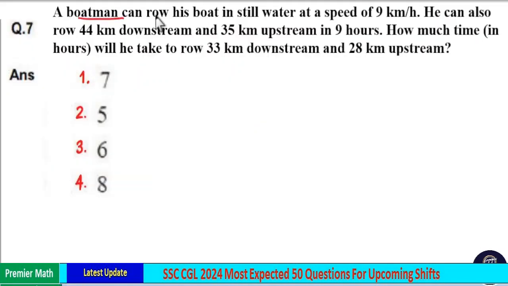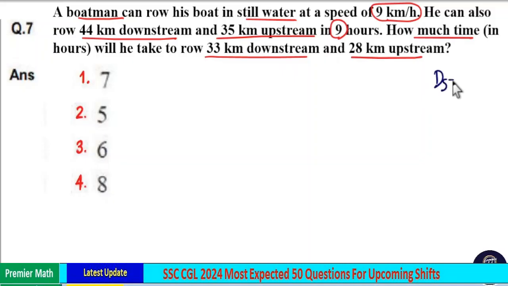A boatman can row his boat in still water at a speed of 9 km per hour. He can also row 44 km downstream and 35 km upstream in 9 hours. How much time in hours will he take to row 33 km downstream and 28 km upstream? Here, downstream speed is equal to speed of boat in still water plus speed of stream. Upstream speed is equal to speed of boat in still water minus speed of stream.